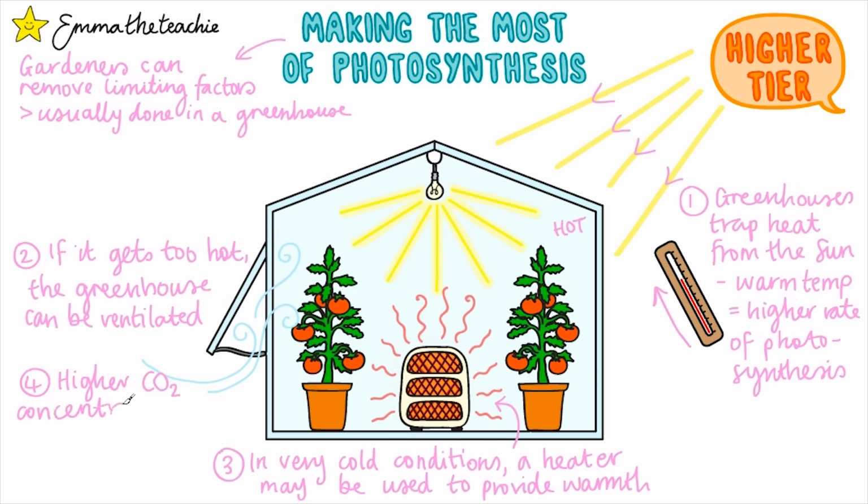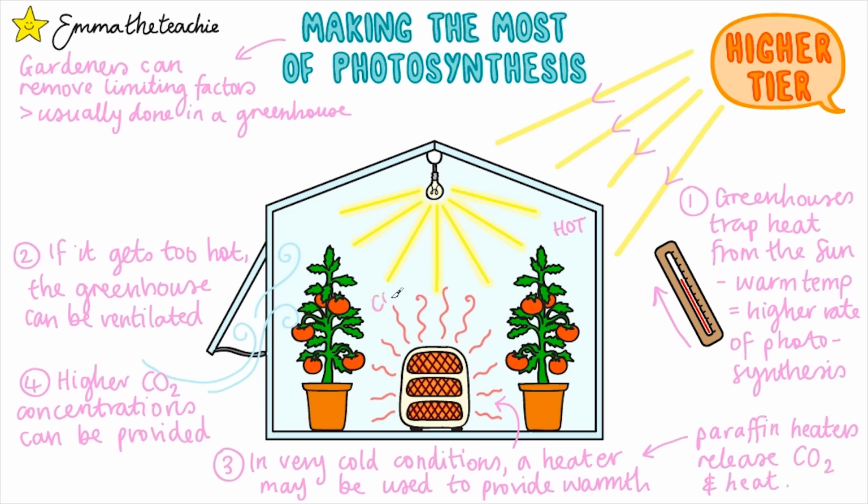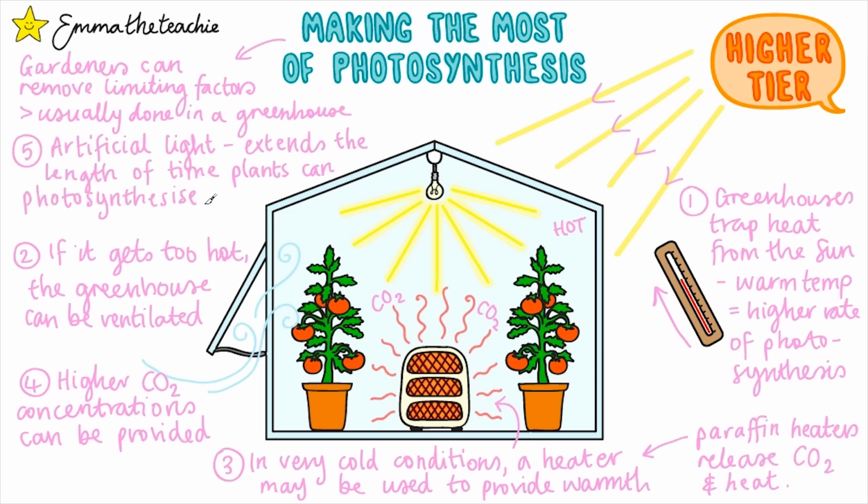Gardeners can also provide higher CO2 concentrations within greenhouses. This is commonly done using paraffin heaters. These release carbon dioxide as they burn and also provide heat. The higher CO2 concentration increases the rate of photosynthesis. Photosynthesis doesn't happen without light, so in natural conditions, plants only photosynthesize during daylight. Artificial lights allow farmers and gardeners to extend the length of time that plants can photosynthesize by turning on lights after the sun has gone down or when it is cloudy.